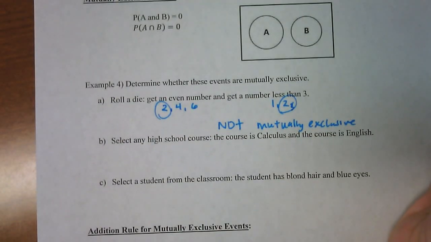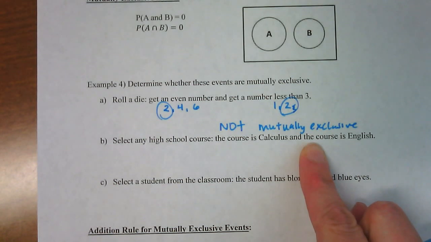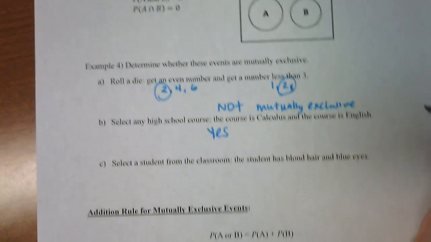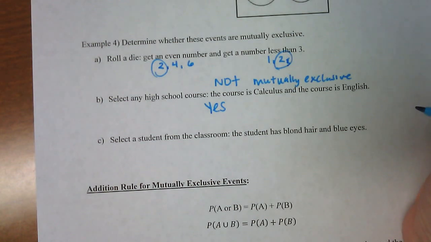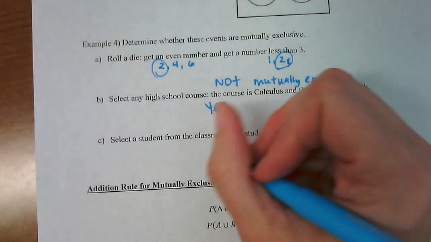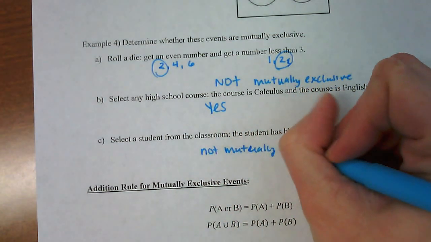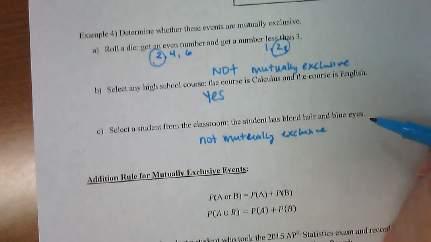Because they overlap. Okay. B, select any high school course. The course is calculus and the course is English. So the course can't be both calculus and English. You can't take them at the same time with the same teacher. It can't be the same thing. They're two very different classes. So this is going to be mutually exclusive. Select a student from the classroom. The student has blonde hair and has blue eyes. So this is not mutually exclusive, because the student could have blonde hair and blue eyes. It could be possible.